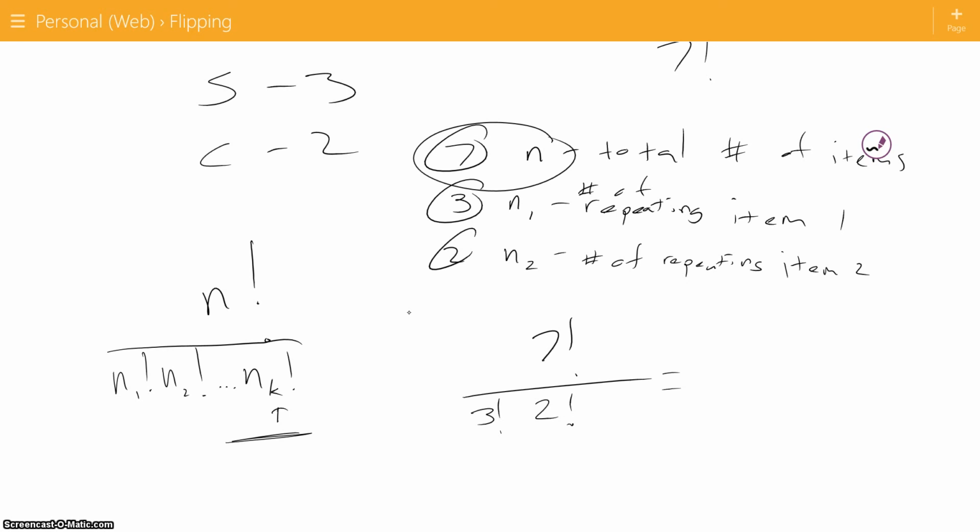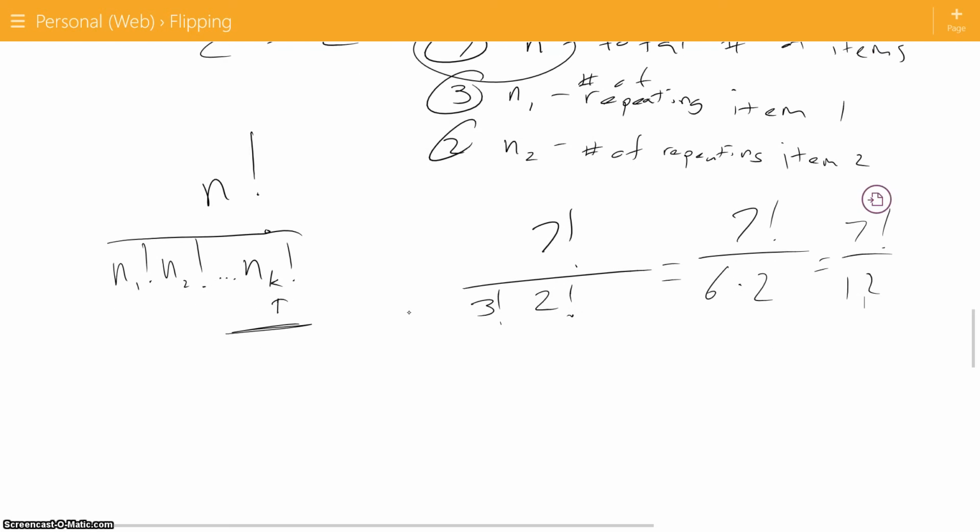Simplify this out, and that just gives me 7 factorial over these bottom ones. They are so nice. You have to multiply these out together. Well, 3 factorial is the same thing as 6, and 2 factorial is the same thing as 2. So basically you've got 7 factorial over 12, which will give us 420.